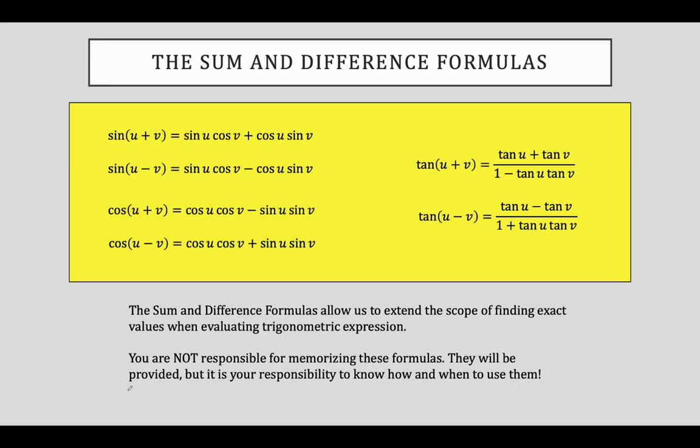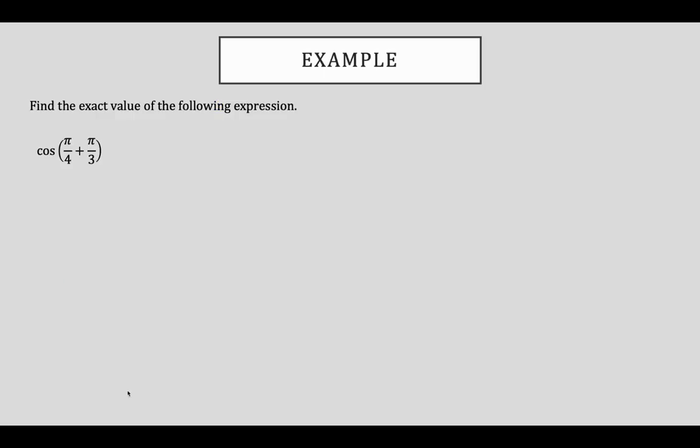First off, relating to our unit circle. Find the exact value of the following expression. Here we have the cosine of pi over 4 plus pi over 3. Notice that we have addition inside of this trig function. We have two quantities connected by addition. Well, because we have addition inside of a trig function, not a bad idea to use our sum formula for cosine. Cosine u plus v equals cosine u cosine v minus sine u sine v.